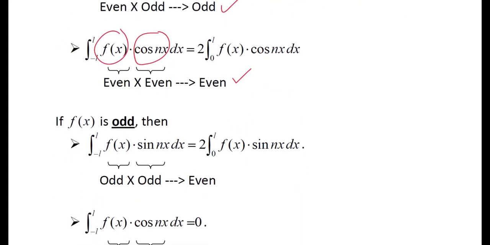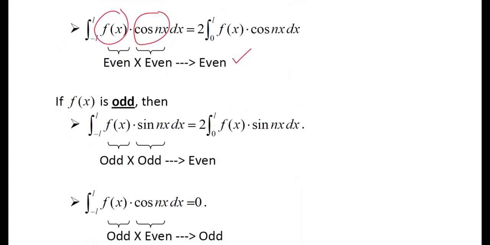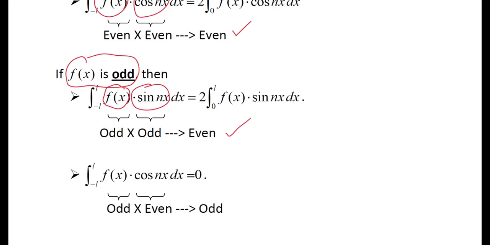Okay, next example. If f(x) is odd function, so odd function multiply with odd function, you will get even function. Okay, next, if f(x) is odd function and then cos nx is even function, you will get odd function.